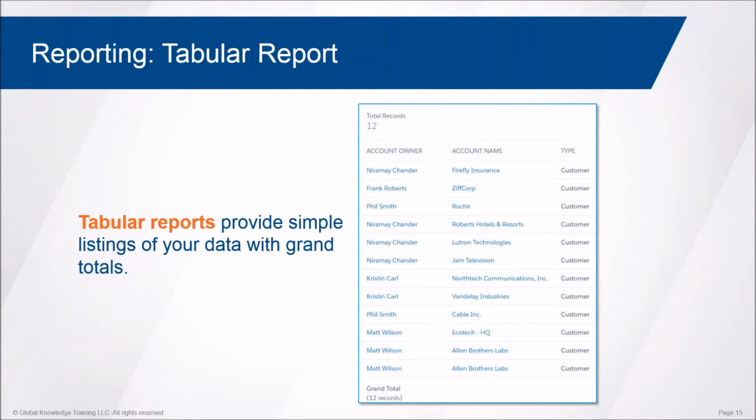And this works great if you're trying to come up with a mailing list where you're going to do a marketing mailer to some customers, or you want to just see a simple list of all the deals that a sales rep or an account executive is working on. I want to see a simple list of the account information we have in the system. A tabular report is great for that. It's simple, and it gives you a grand total of all the information that you're looking at, how many records are in that returned report.